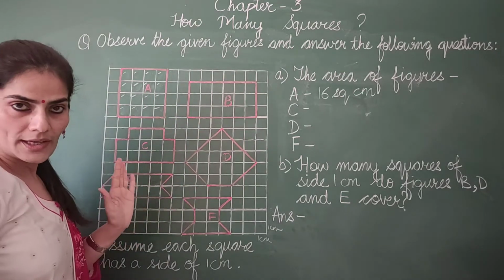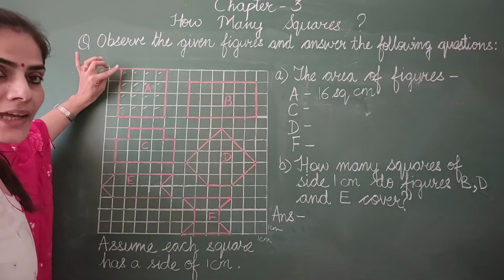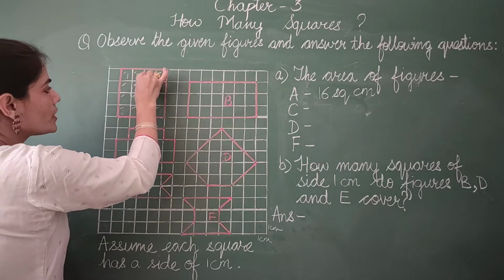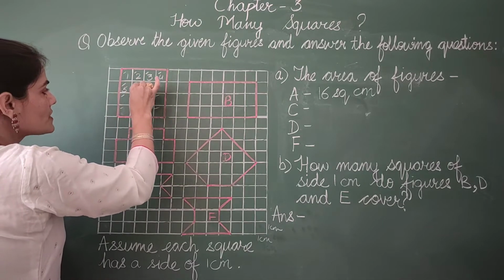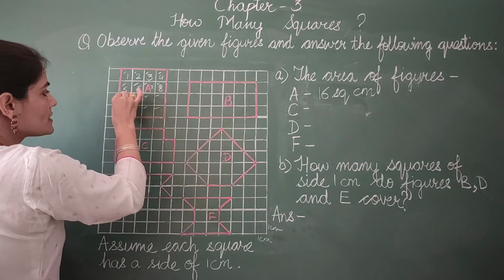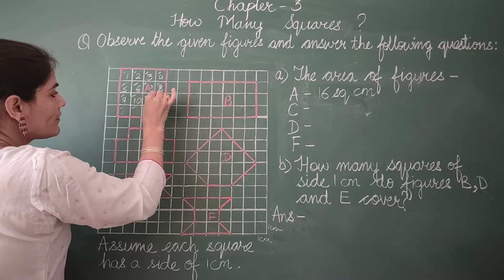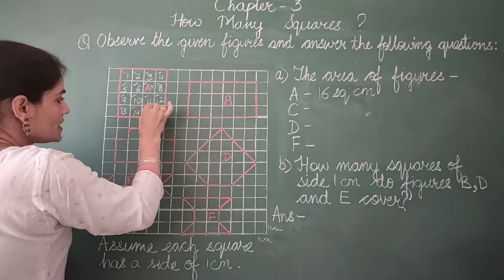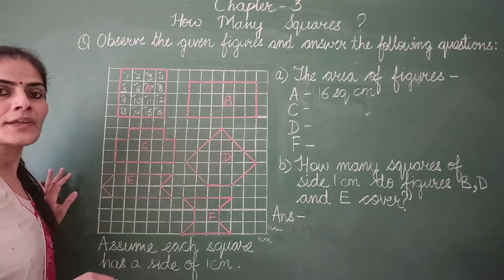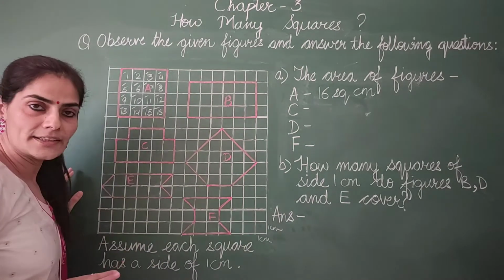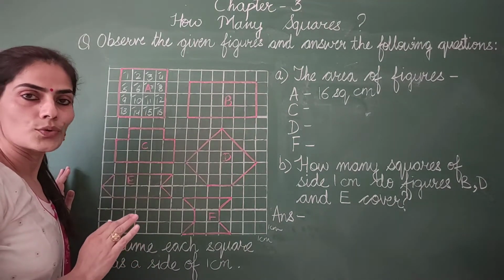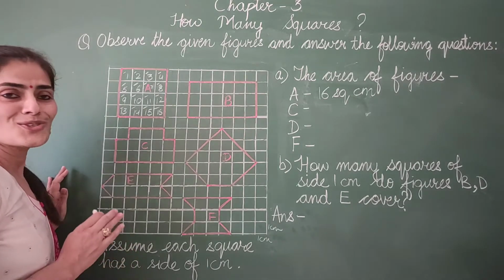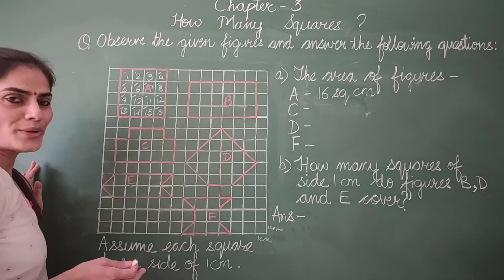Now, the second way is, in place of putting a tick mark, you can write 1, 2, 3, 4, 5, 6, 7, 8, 9, 10, 11, 12, 13, 14, 15 and this is 16. This is the second way so that you don't forget the number of squares you have counted. Now some of you might be thinking that this is a long process. So we can do it this way also.